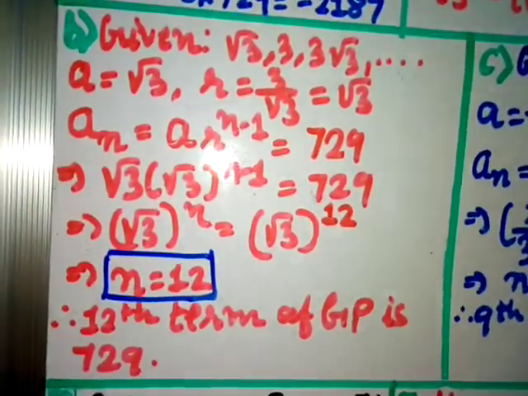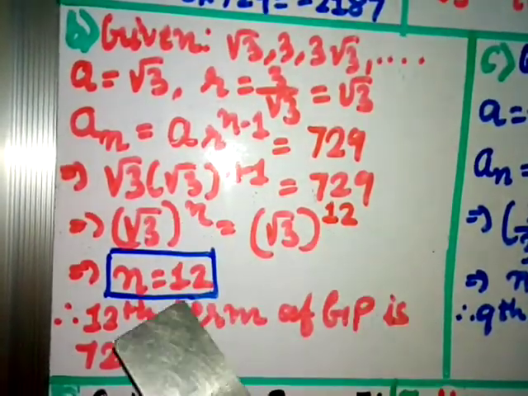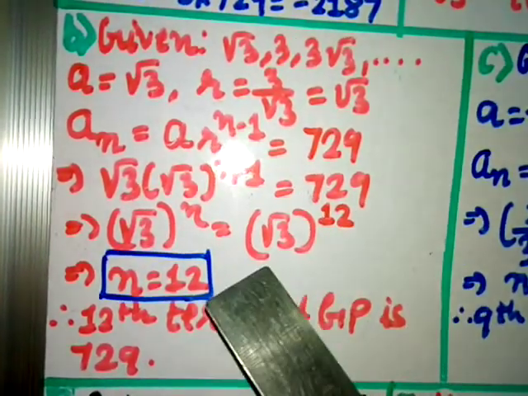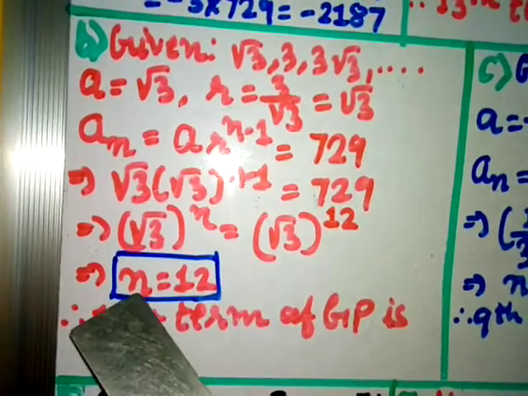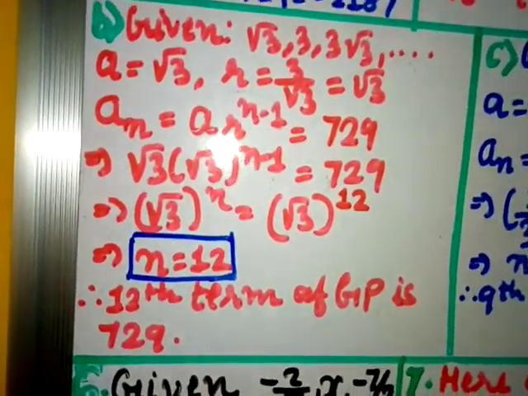If you write 729 in the power of root 3, then it will be root 3 power 12. That means n value is 12. Since the base is root 3 here, I am writing 729 in the power of root 3. So you can compare the exponent, that is n value is 12. That means the 12th term of GP is 729.